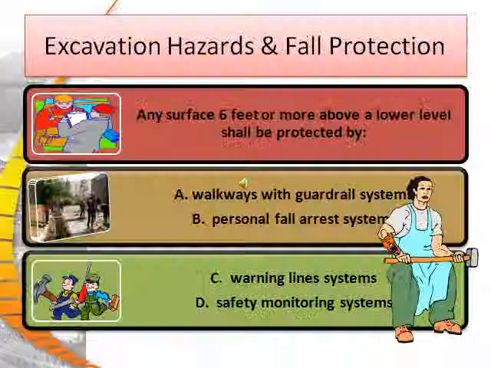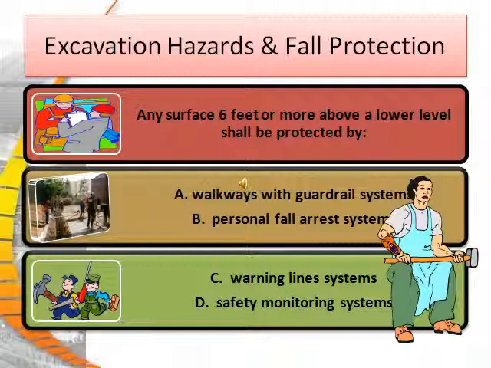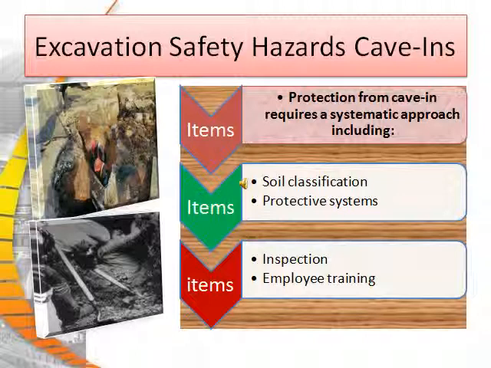Any surface 6 feet or more above the lower level shall be protected by walkways with a guardrail system, personal fall arrest systems, warning lines, and safety monitoring systems. Excavation safety hazards for cave-ins include protection from cave-ins, requiring a systematic approach using soil classification, protective systems, constant inspections, and employee training. We'll discuss each of these in depth.